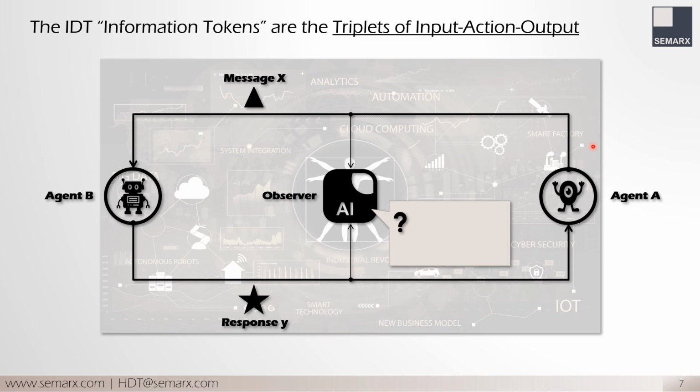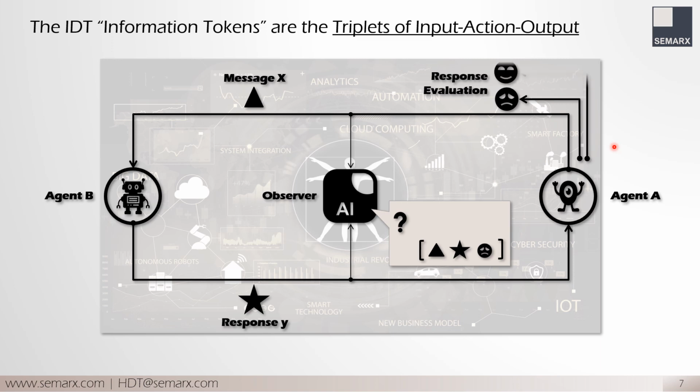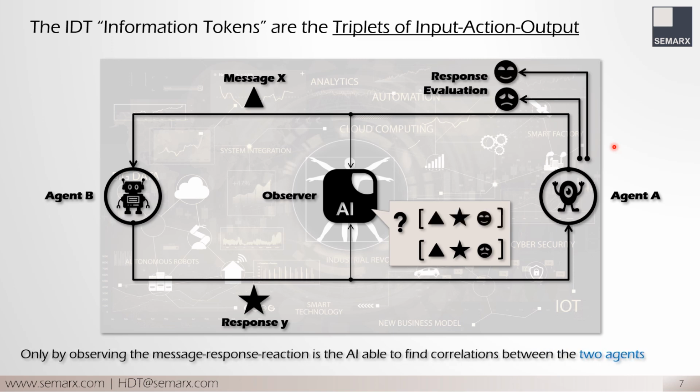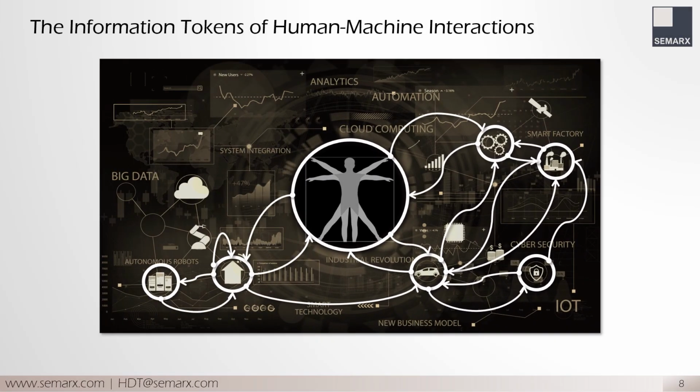Yet, the AI agent cannot say anything about agent A, e.g., did it expect message Y back, or does it still expect a different message from agent B. Only by observing agent A's reaction to message Y can it tell something about agent A, e.g., if message Y is intended or not. That is, in this interaction instance, the AI can only learn about the interaction information of the two agents by observing the triplet of sent-response-reaction. Capturing the significance of an interaction is thus only possible by considering at least this triplet: input, action, output.